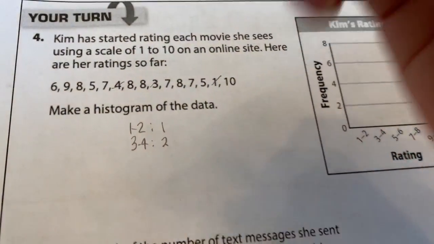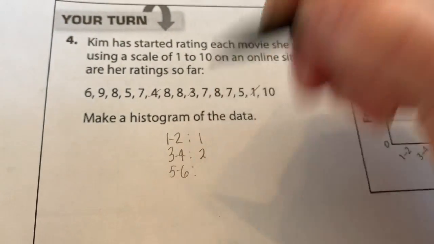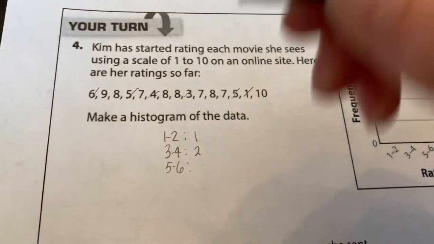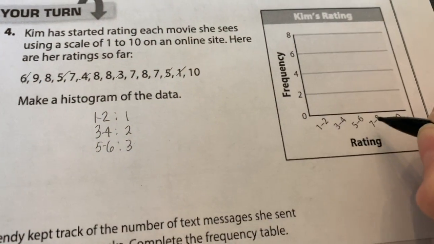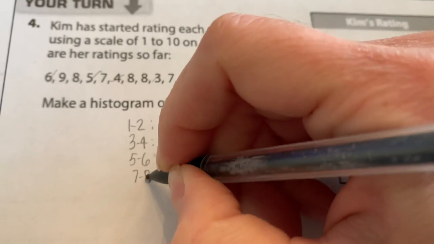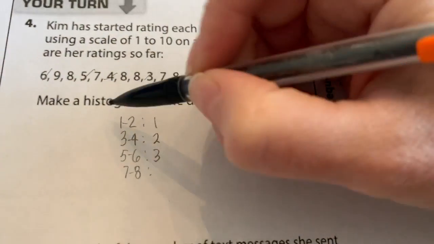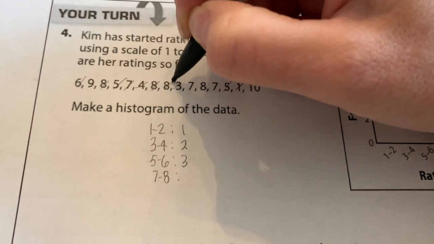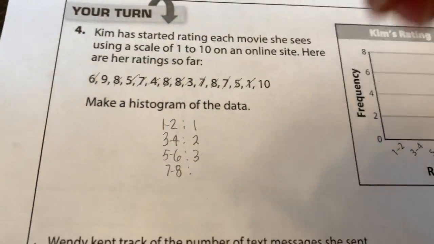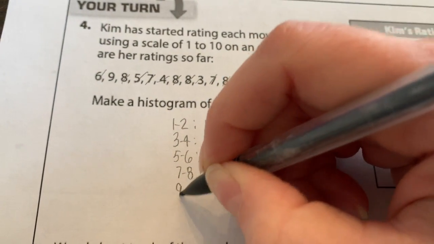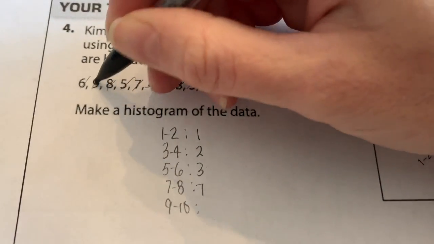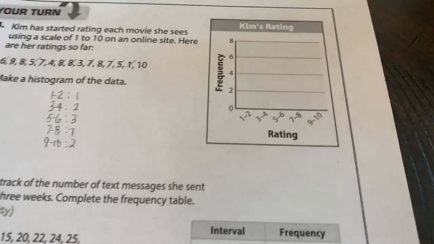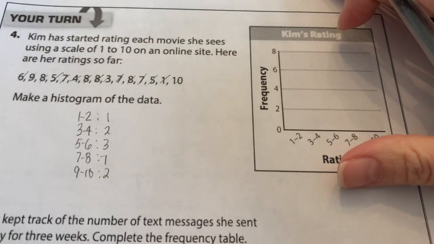From 5 to 6, I have 1, 2, 3. From 7 to 8, of course, remember these intervals are all going by twos. 7 to 8, we have 1, 2, 3, 4, 5, 6, 7. And then from 9 to 10, we have 1, 2. Okay, so to make our histogram, we're just going to make bars for each of these.